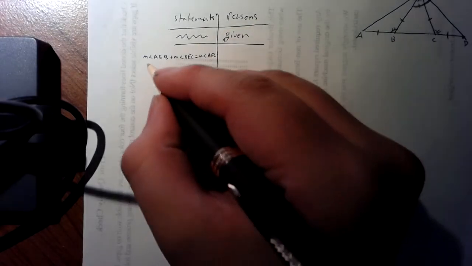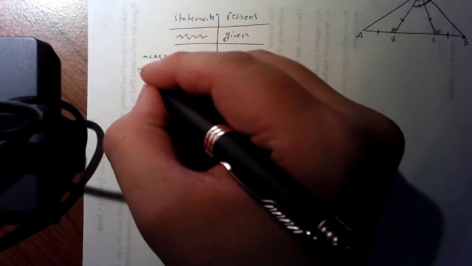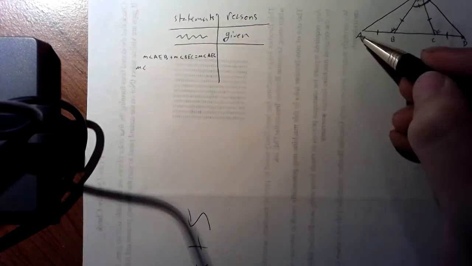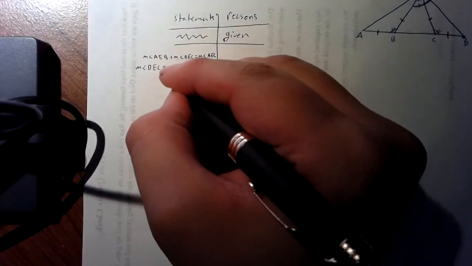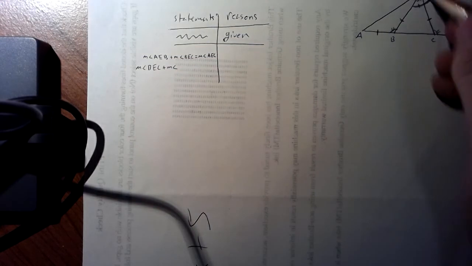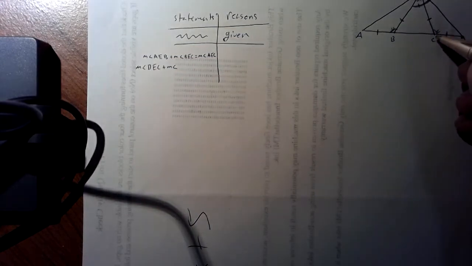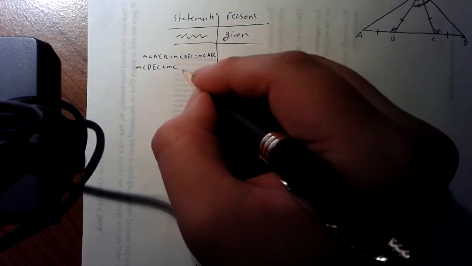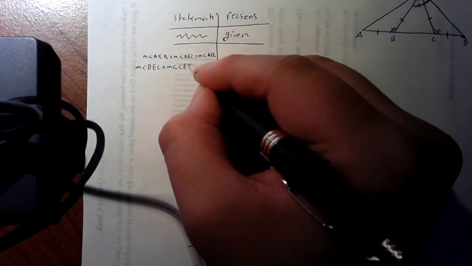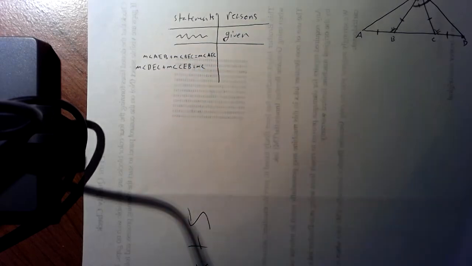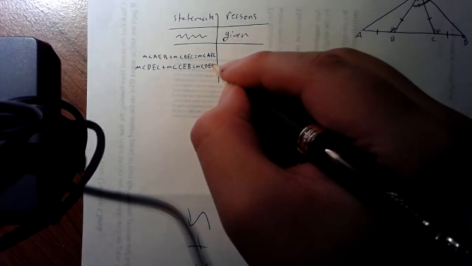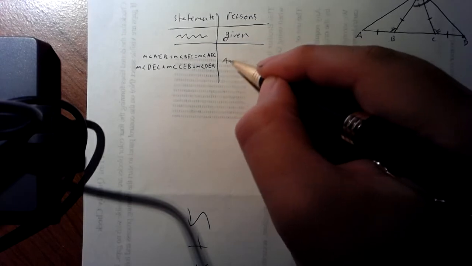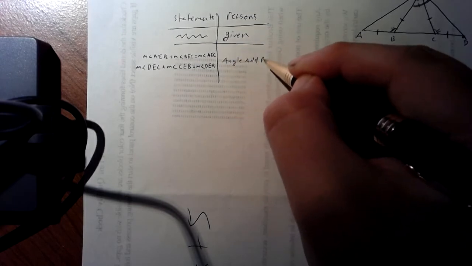And then conversely, we have that measure of angle, we called this one AEB, so I'll call this one DEC. So measure of angle DEC plus measure of angle CEB is equal to measure of angle DEB. Yes, that's correct. And this is just the angle addition postulate, so angle add pos. All right, nice. We got that.